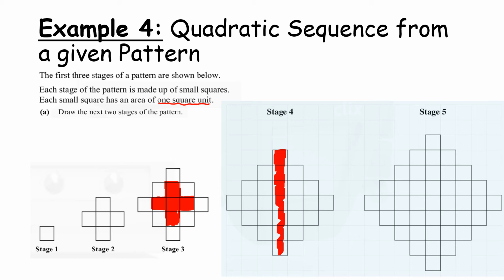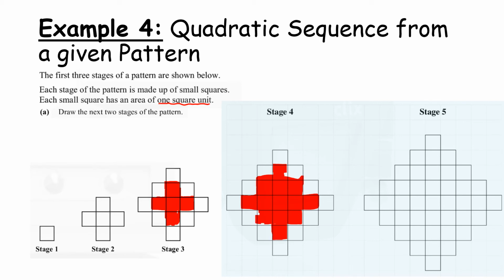Let me just rub, I've gone too far. So if you were drawing that, you would draw stage 3 first and then build on it. So let's highlight stage 3. So stage 3 looks something like this. Gone a little bit over, but you'll hopefully get the gist of it.